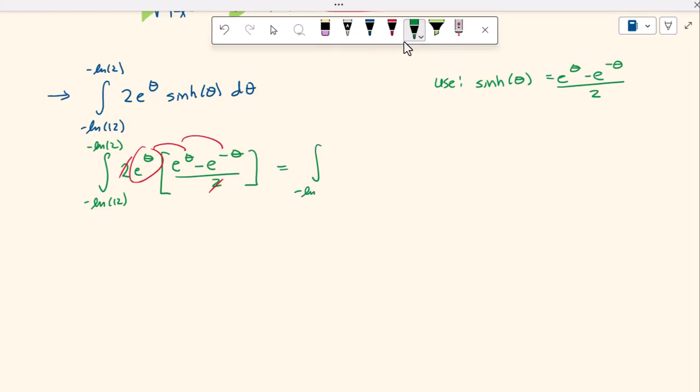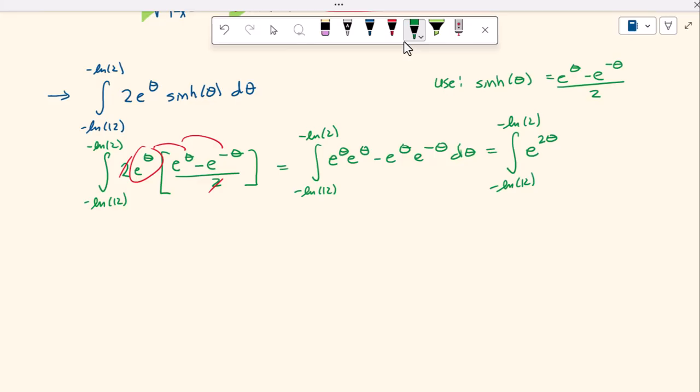Again, I still have my limits of integration. I have not integrated yet, even though it seems like I've done enough work. So I'm going to have e to the theta times e to the theta minus e to the theta times e to the minus theta d theta. That's what this is simplifying to. Again, this is not the integral yet, and I have my limits of integration. So when you multiply like bases, like e to the theta times e to the theta, that's going to be e to the 2 theta.